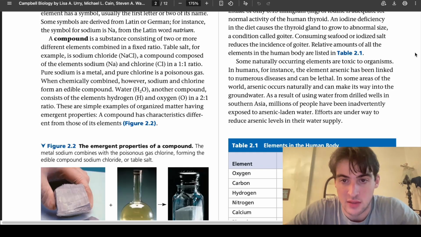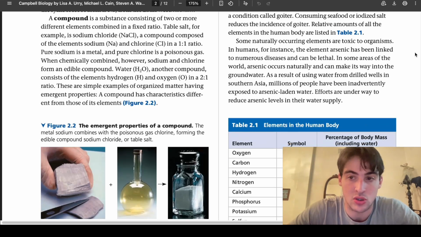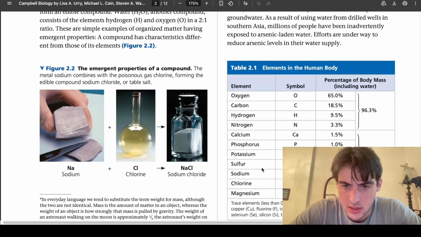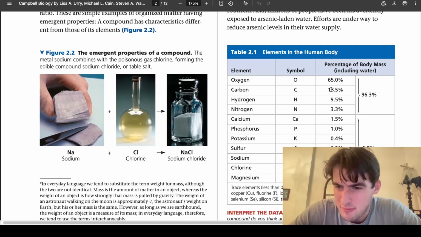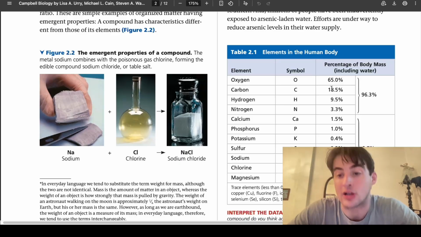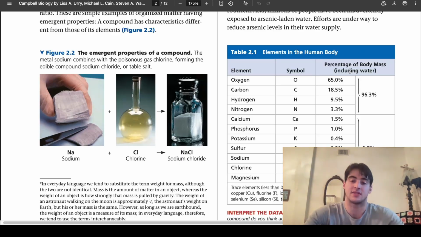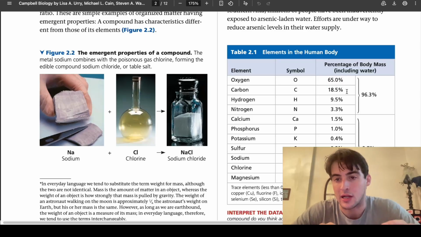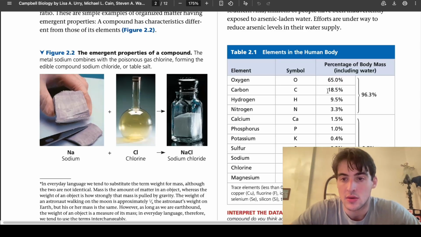Relative amounts of all the elements in the human body are listed in table 2.1. Some naturally, and that's this right here. So we've got oxygen at 65% of body mass, including water. Okay, all right, that makes sense then. If you're including water, then yeah, oxygen. Then 18.5% is carbon. So I'm guessing that when it comes to solid mass, carbon is probably the largest of it, of the making up of the human, or of all life.